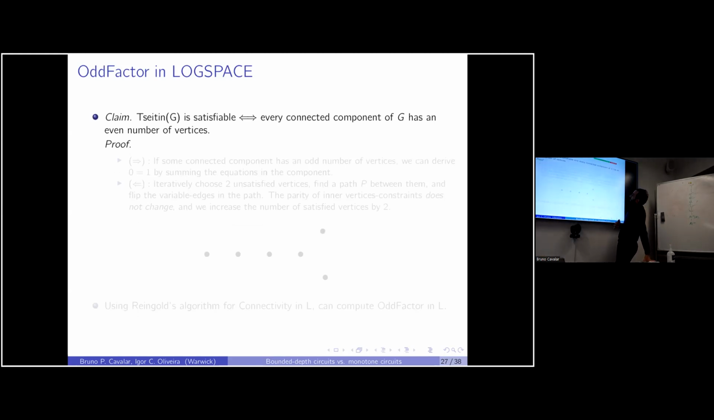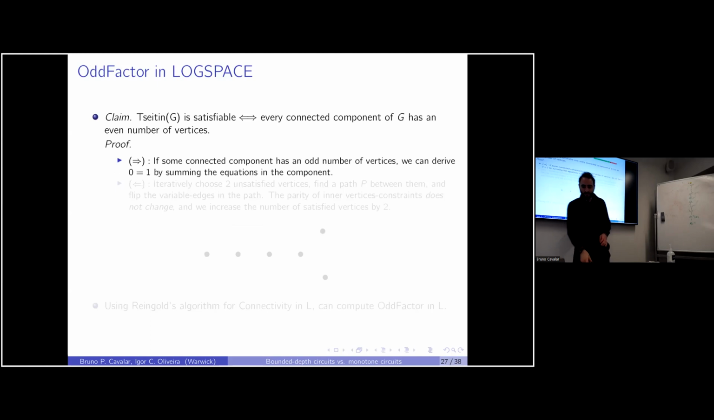So how do you do this? Just notice that the Tseitin formula of the graph is satisfiable if and only if every connected component of the graph has an even number of vertices. So how is this true? Well, let's suppose that there's some connected component that has an odd number of vertices. Then, as I said before, we can derive 0 equals 1 by summing the equations in the component. So that can't be satisfied.